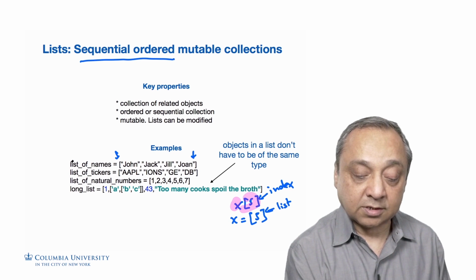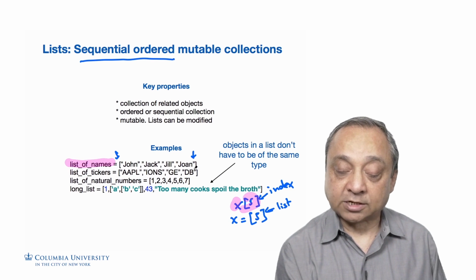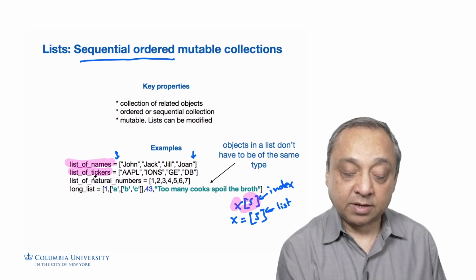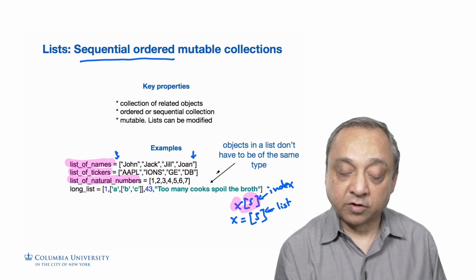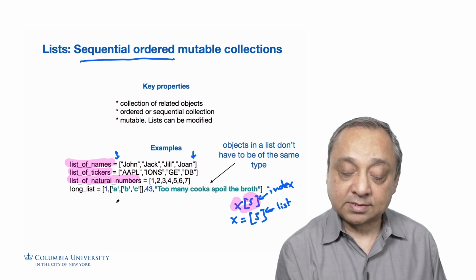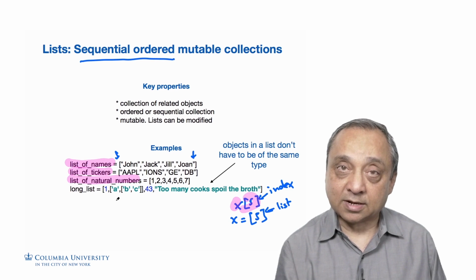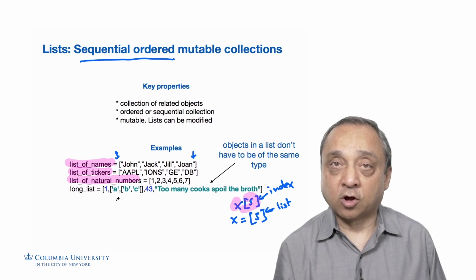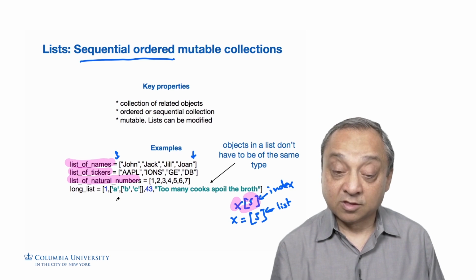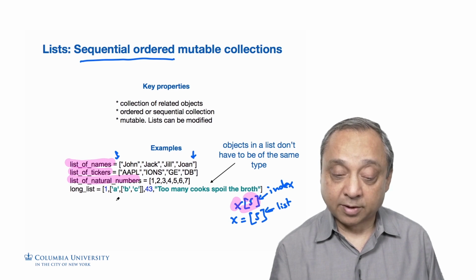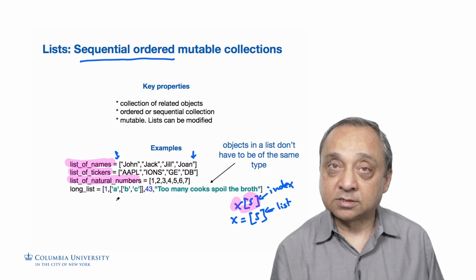So here we see several examples of lists. We've got a list of names, which is John, Jack, Jill, Joan; a list of tickers, Apple, IONS, GE, DB; a list of natural numbers, 1, 2, 3, 4, 5, 6, 7; and a long list that contains lists inside it. So the idea here is that a list can actually contain lists, and in Python, there's no requirement that a list contain objects of the same type. There's no requirement that they actually be sequential in your mind. Python will treat them as sequential, but that doesn't really matter.